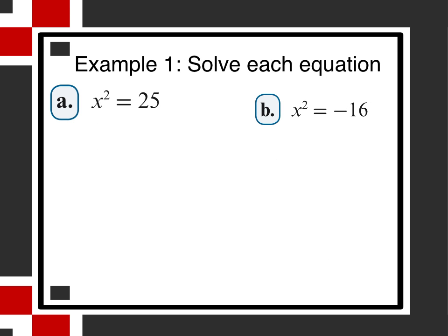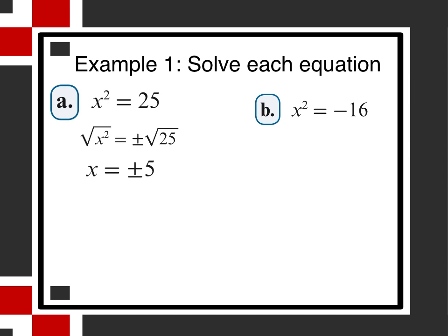Here we have two equations. We're asked to solve each equation. In other words, find the value or values of x that make each sentence true. In example A, x is being squared. The inverse operation would be square root, so we can take the square root of both sides. But we want to remember that x can equal 5 or negative 5, because 5 squared will equal 25, but negative 5 squared will also equal 25.